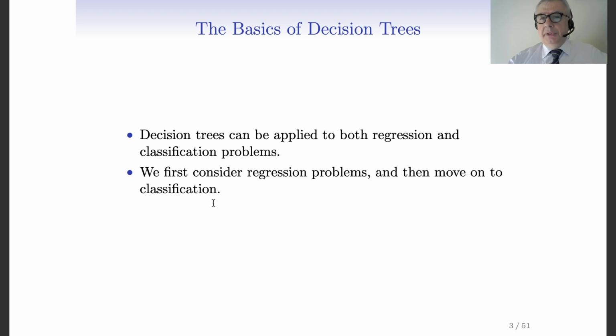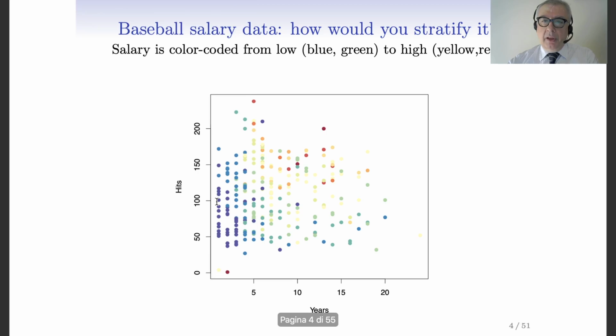So let's start with the basics of decision trees. They can be applied to both regression and classification problems, and we will start with regression problems, and later we will consider classification ones. We start with a simple example: baseball salary data, and we would like to stratify these data in some sensible way.